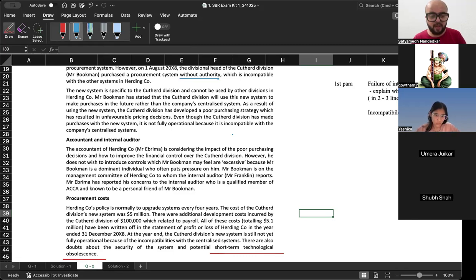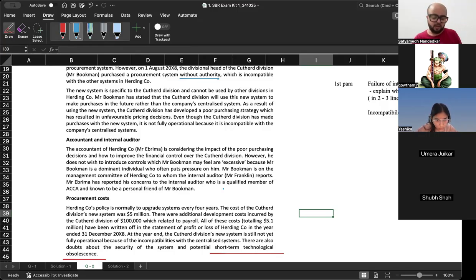Mr. Bookman is on the management committee of the holding, to whom the internal auditor reports. Mr. Ebrima has reported his concerns to the internal auditor, who is a qualified member of ACCA and who is known to be a personal friend of Mr. Bookman. Now, the internal auditor reports to the board. Okay. And sorry, the internal auditor reports to Mr. Bookman, right? And Mr. Bookman is a personal friend of the internal auditor.